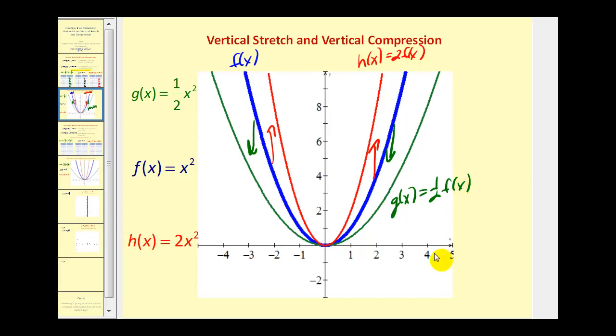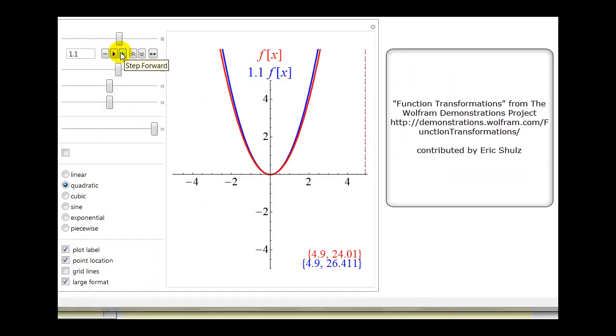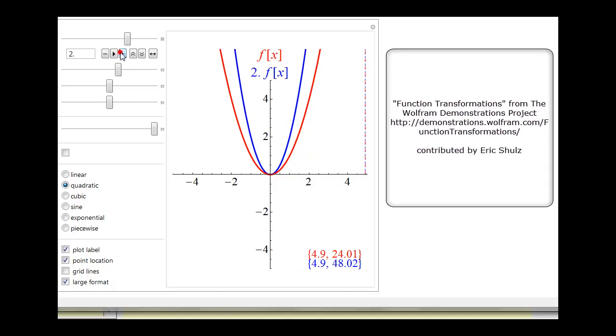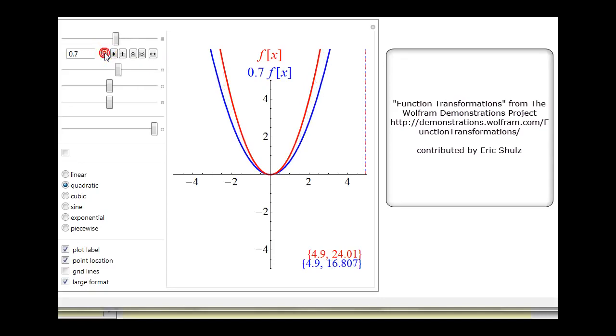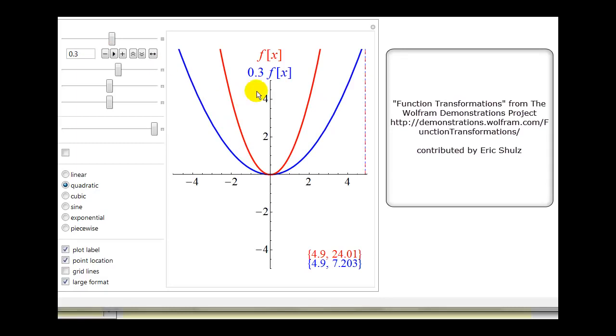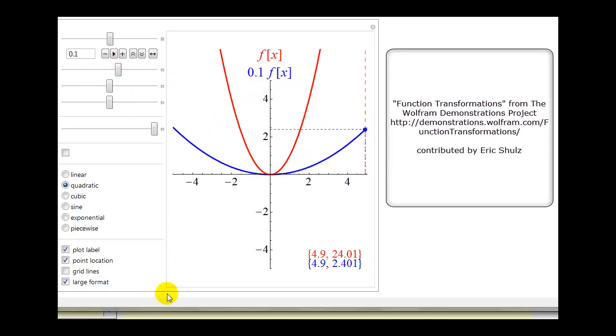Let's take a look at an animation of this. So if a is greater than 1, we can see a vertical stretch by a factor of a. Let's take a look at what happens when a is between 0 and 1. So here we have a equals 1, a equals 0.9, 0.8, and so on. So we have a vertical compression, in this case, by a factor of 3/10, and so on.